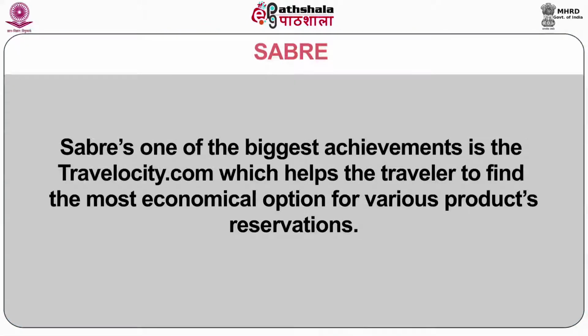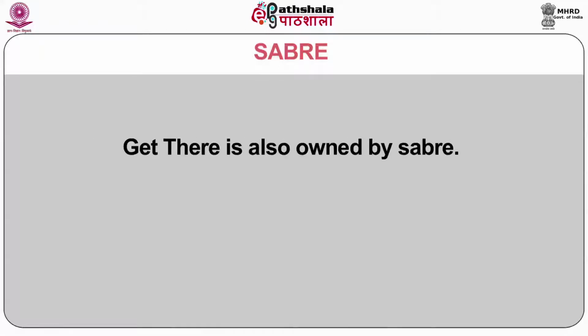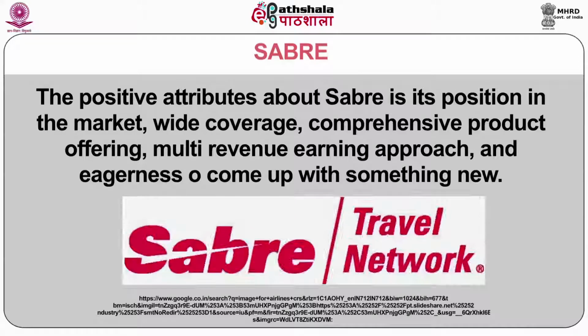Sabre's one of the biggest achievements is Travelocity.com, which helps the traveler to find the most economical options for various products reservations. Get There is also owned by Sabre. The positive attributes about Sabre are its position in the market, wide coverage, comprehensive product offering, multi-revenue earning approach, and eagerness to come up with something new.